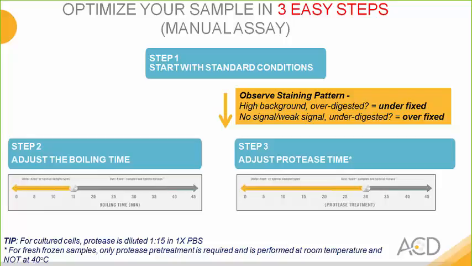Do note for cultured cells, the protease is diluted 1 to 15 in 1x PBS, and for fresh frozen samples, only protease pretreatment is required. It's performed at room temperature and not at 40 degrees. Again, for the specifics of protocol for the sample type, please feel free to visit the website.